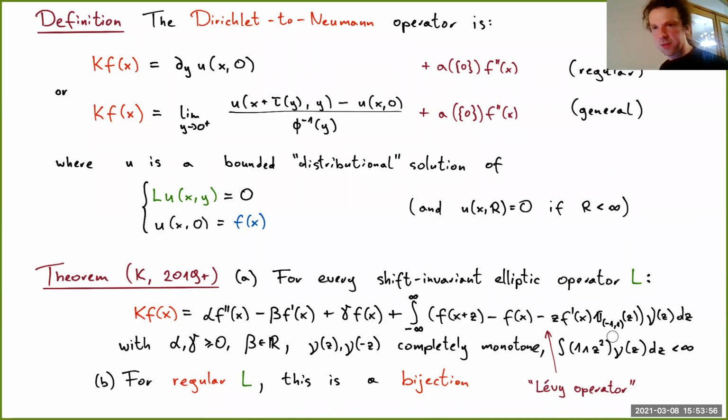Unfortunately, it's not explicit. So if you tell me your favorite non-local operator, I probably won't be able to tell you what the corresponding extension problem is. But the good news is that it exists. And at least in some applications, that's enough, because you can apply general results for local operators to get some knowledge about your non-local operator.